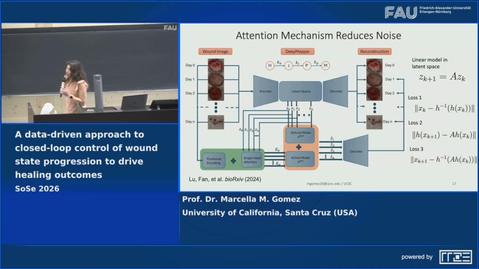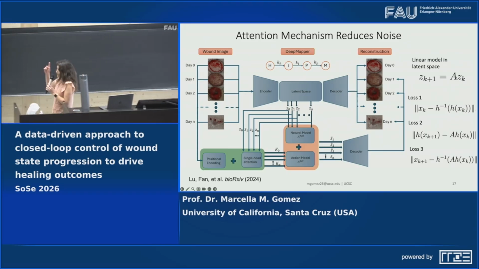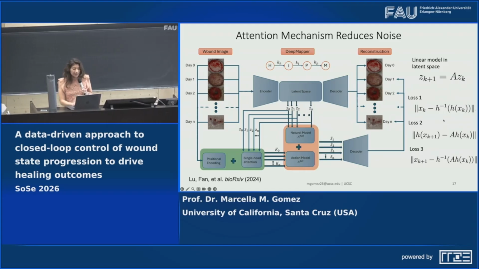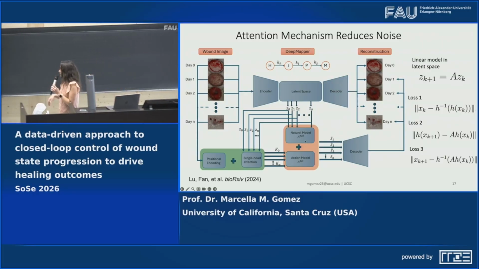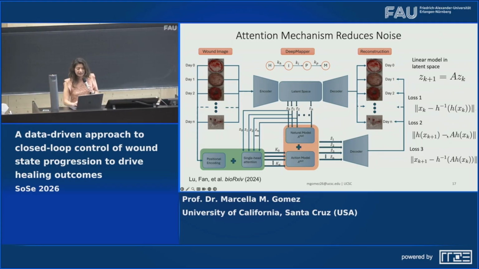Okay, so as I mentioned, we take these images, we train this encoder-decoder, but actually that's not enough. We have to train it at the same time that we're also learning the parameters of our matrix A, which is essentially the model of our linear system. And then we also have an attention mechanism here, a single head attention mechanism, which helps reduce the noise in the system and learn dependencies across time for our states. So we have 3 losses here that are combined.